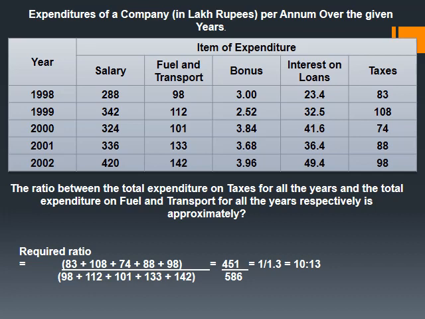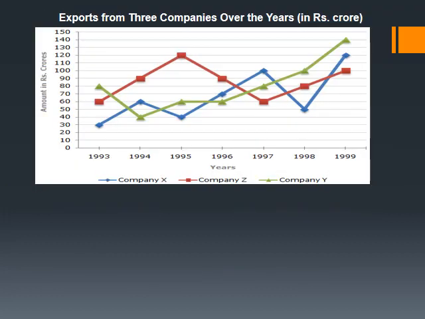Now we will see another type of chart, that is a line chart. Here we have a line chart giving data related to exports from 3 companies over the years 1993 to 1999. That will be 7 years of data. On the y-axis, the amount is given in rupees or crores, like 20 crores, 60 crores.